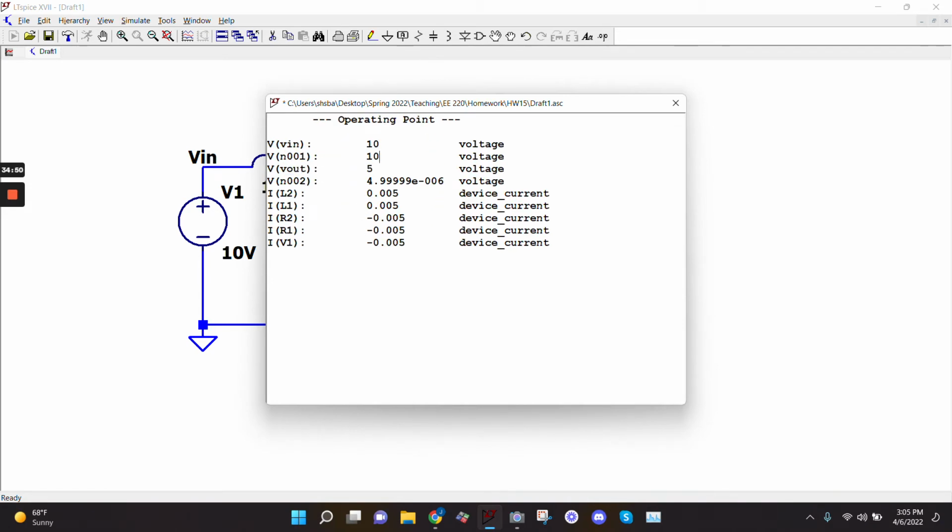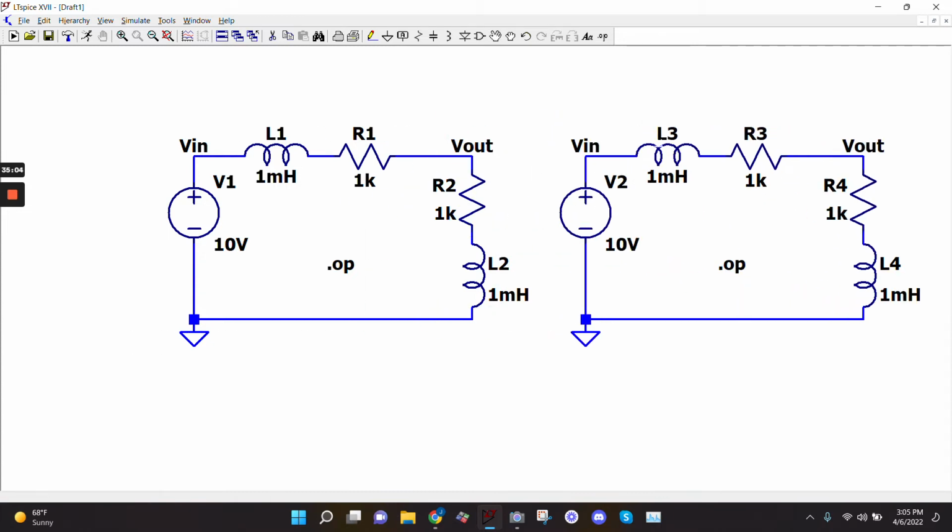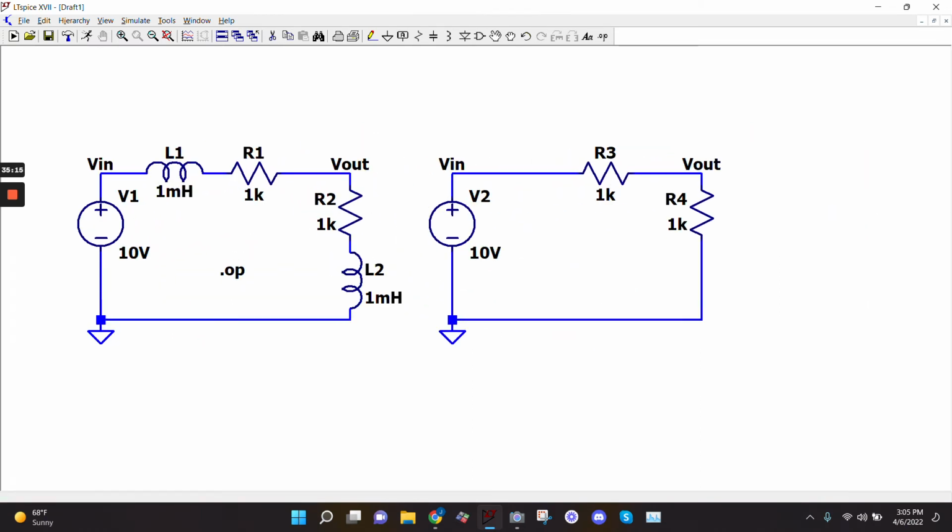So the inductors don't do anything to this circuit. The currents are exactly what we expect. We've got 10 volts over 2K, so we've got 5 milliamps flowing. The inductors may as well not even be there. It literally may as well be as if I did this. Right? These are the exact same circuit. And so just to make that clear.